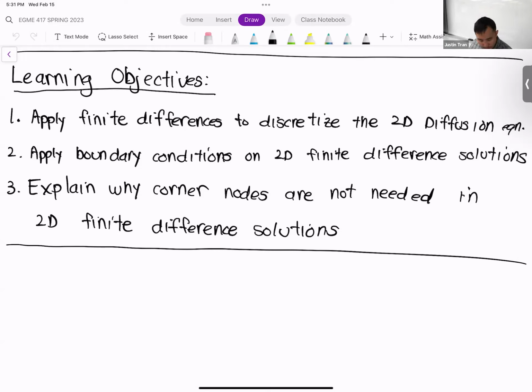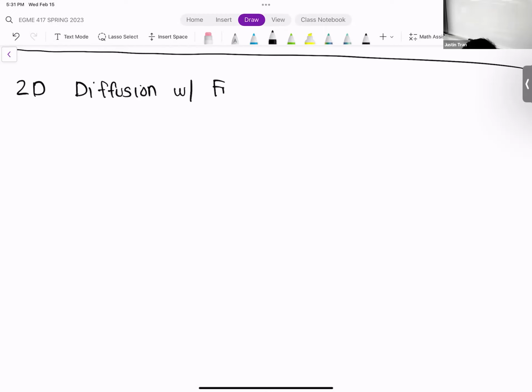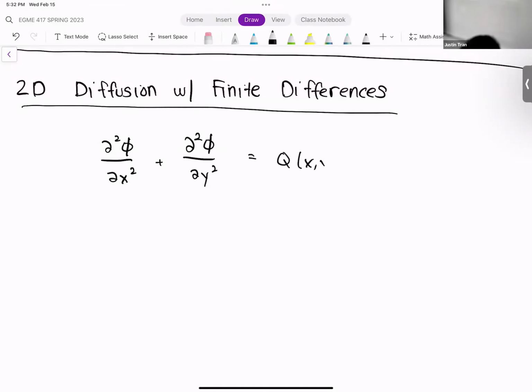All right, so let's go ahead and pick up where we left off. We were talking about 2D diffusion with finite differences. The equation that we're looking to solve right now is this partial differential equation. It looks like this: partial squared phi over partial x squared plus partial squared phi over partial y squared is equal to q of x and y.